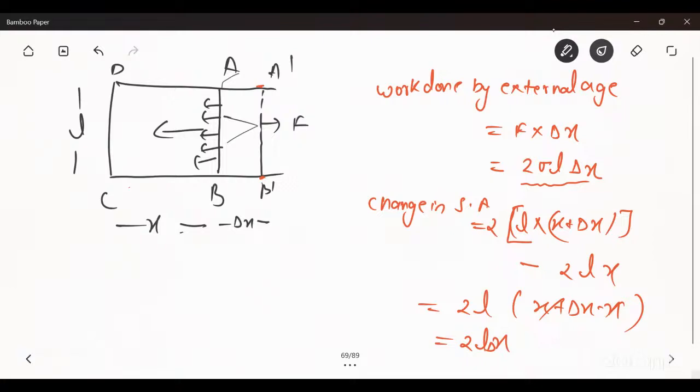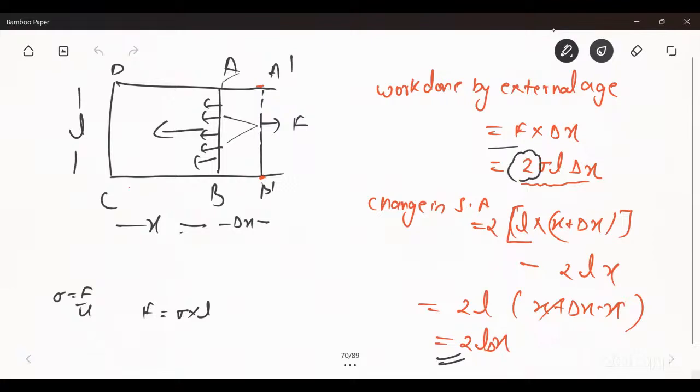So what will happen? The change in surface area will be final surface area minus initial surface area, so we get 2L delta x, and the work done in stretching the wire is force into delta x. We know that the surface tension is equal to force per unit length, so we can write force as sigma into L, surface tension into length. So the work done is sigma L delta x times 2, and the change in surface area is 2L delta x. Here we have considered that the soap solution has two surface areas, so the force is applied by both surfaces, which is why I have multiplied it by 2.